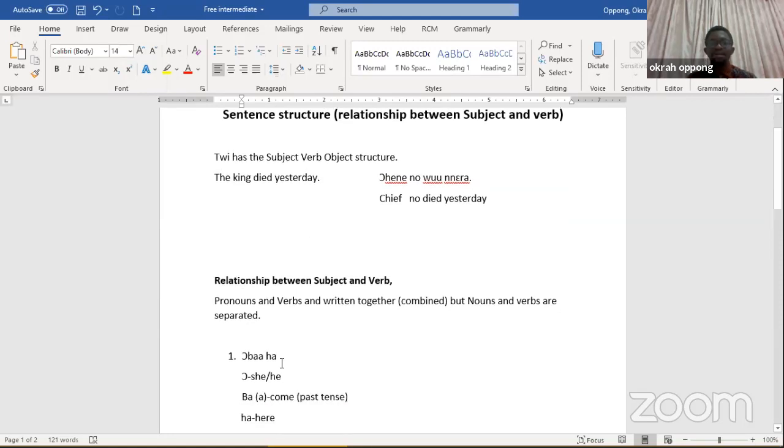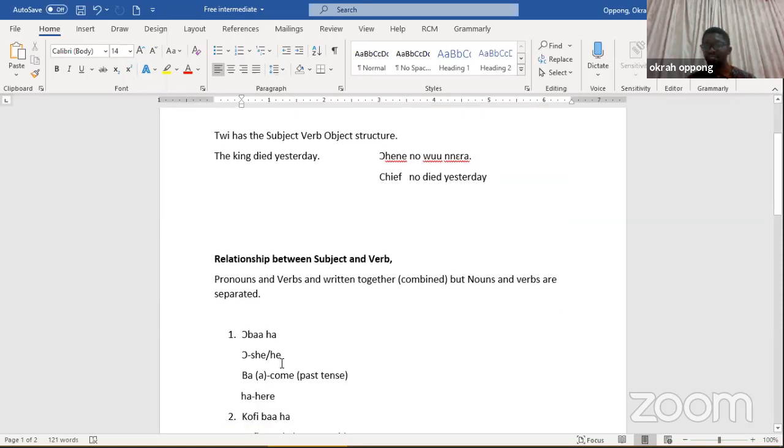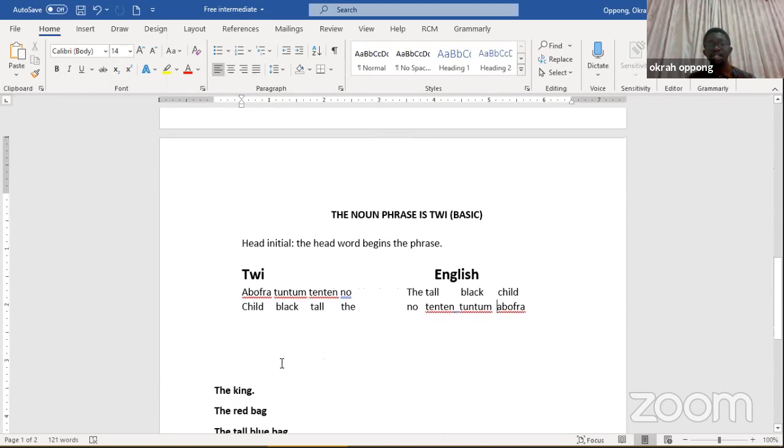But the relationship between the subject and the verb is different. Twi is different from Ewe. But when you come to the noun phrase, it's the same. Ewe will mention the most important elements first, then describe it. But English will describe it before mentioning the most important element. So that's most African languages.